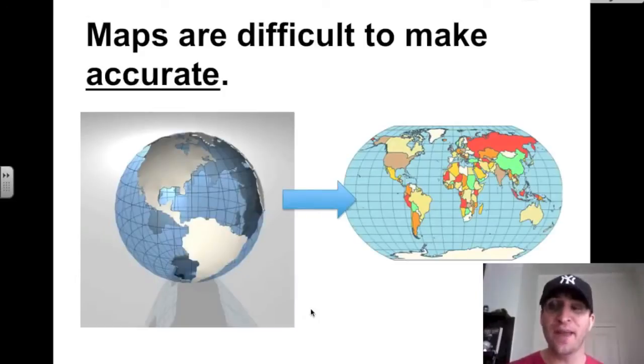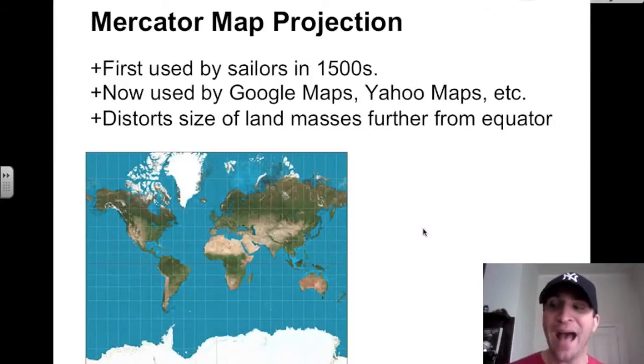Maps are difficult to make accurate. Why? Earth is a three-dimensional sphere, but maps are created on a one-dimensional plane. Maps are the most accurate symbol that we can get. Throughout history, there have been many map makers who've created these one-dimensional symbols. And this is the Mercator Map Projection. It was first used by sailors in the 1500s, in the age of exploration, the age of Christopher Columbus. It's now used by Google Maps, Yahoo Maps, and other internet companies.